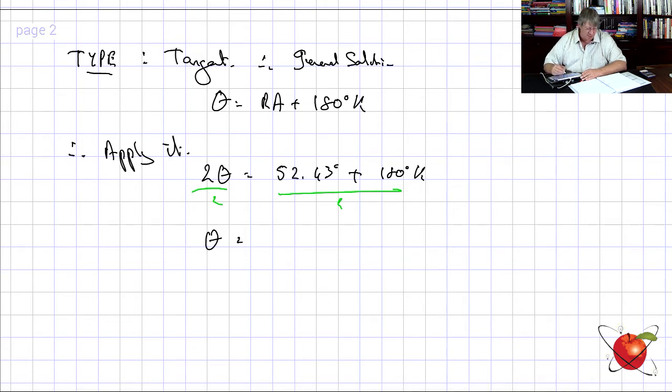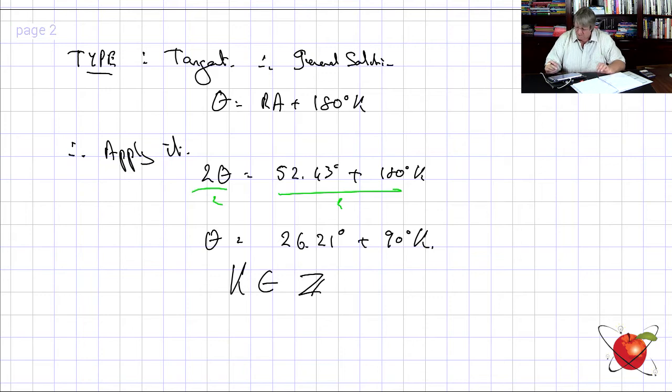Theta is going to be 26.21 degrees plus 90 degrees K. And lastly, K element of integers, like so. All right? Now, so that's the recipe. By now, you should have written the recipe down, and you should be comfortable with the recipe itself.